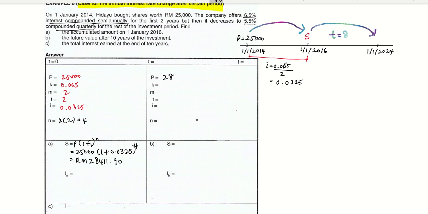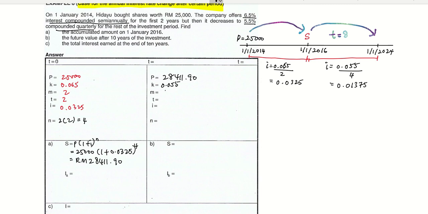So 28,411.9. And then we have to find the value of i first. Because the interest decreases, i is 0.055 divided by m. The interest is compounded quarterly, so m is equal to 4. So i is equal to 0.01375.